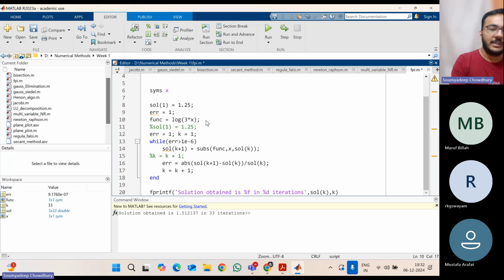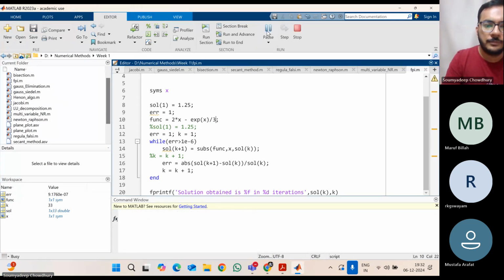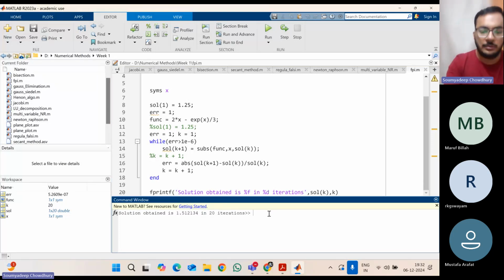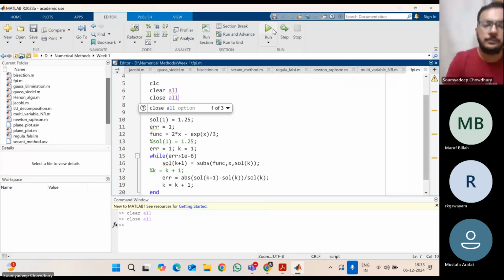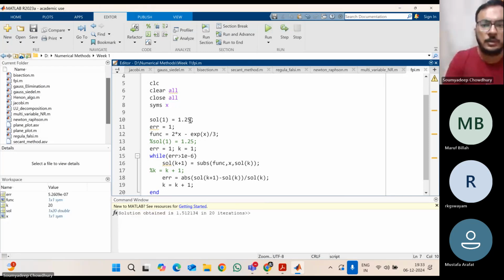First I had used e power x by 3. Then I changed it to ln of 3x. So one more option was there with me. I'll just check it: 2x minus e power x by 3. So this is giving me the solution in fewer iterations. I'll just clear everything and then see. Okay, I'll just change this initial value.